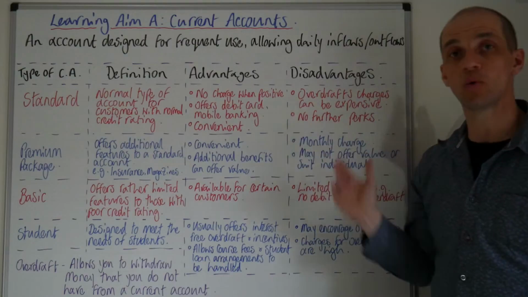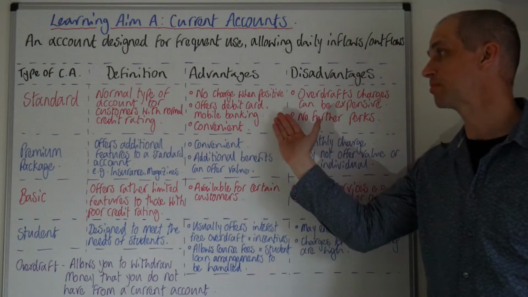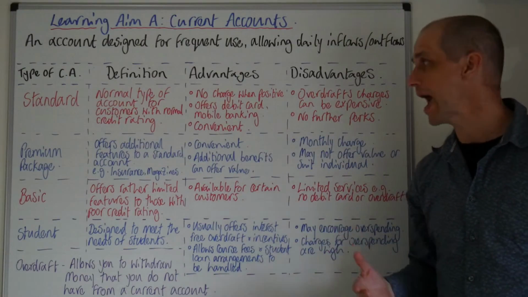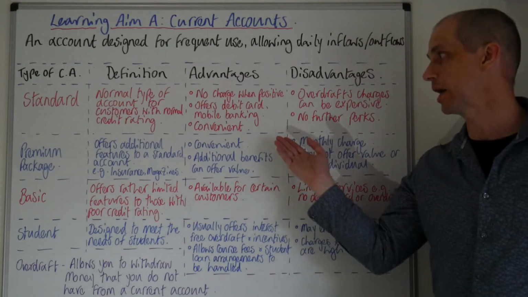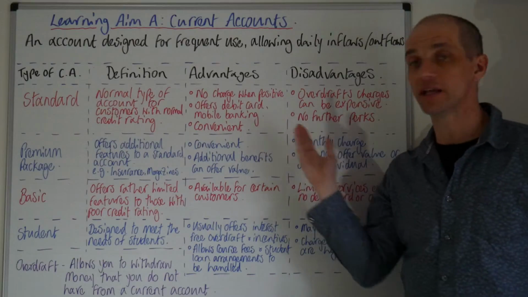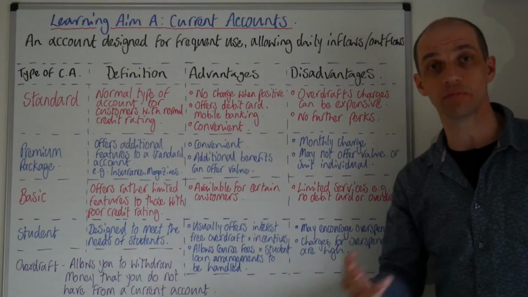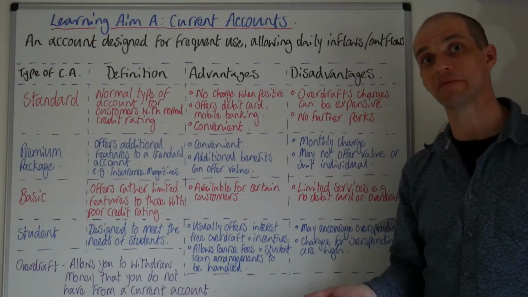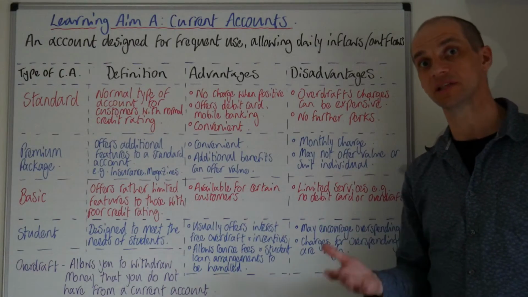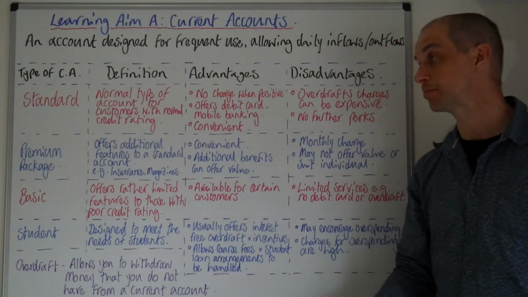Okay, it's going to offer debit card facilities as well as mobile banking and allow you to set up direct debits and standing orders as needed, really. It's therefore going to be highly convenient because your salary is likely to be paid straight into that via a Bankers' Automated Clearing Service or a BACS payment.